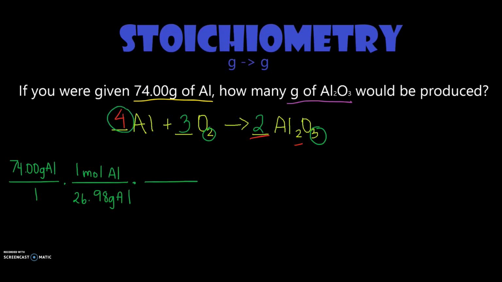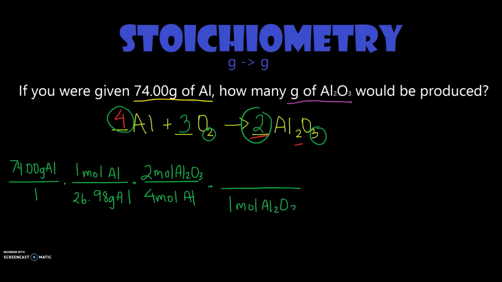Then we move on to see what the molar ratio is. So there are 4 moles of Al for every 2 moles of Al2O3. And then we could move on to mass B. So in 1 mole of Al2O3, we are given 139.8 grams of Al2O3.